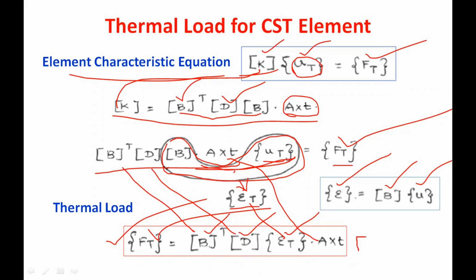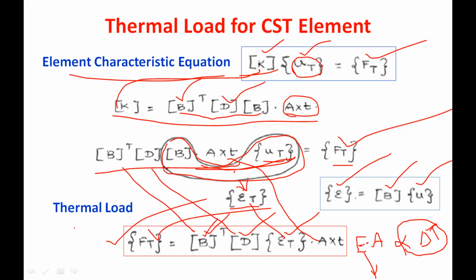In case of one dimensional bar element, we easily evaluated the thermal load. Right? What is the thermal load in case of one dimensional element? E A alpha del T. Right? This is the expression for the thermal load in the one dimensional bar element. Here E is nothing but the D matrix. So the material property E is replaced by the D matrix. Here alpha into del T is nothing but this epsilon T. Because of these 2 dimensions we are getting the B matrix in the picture. That you have to understand.